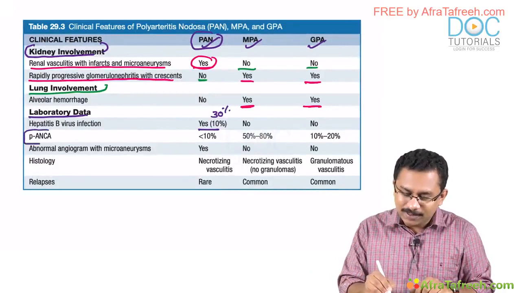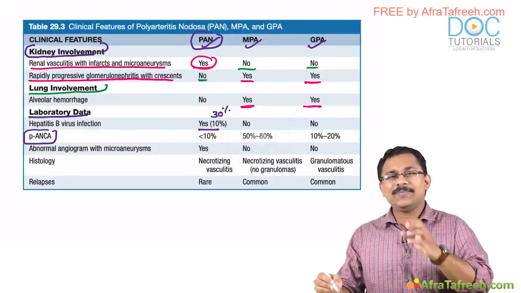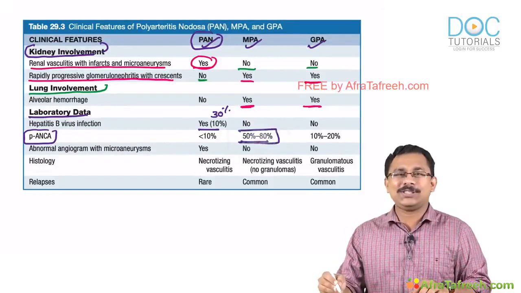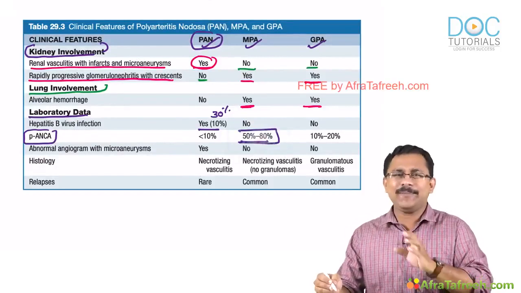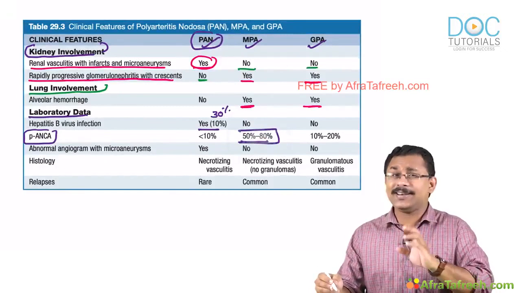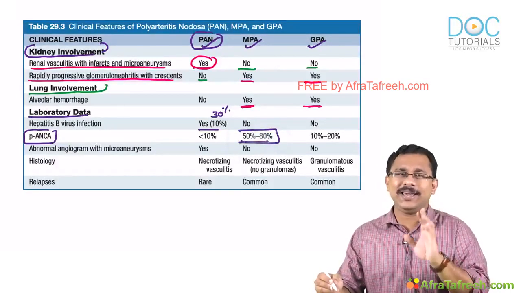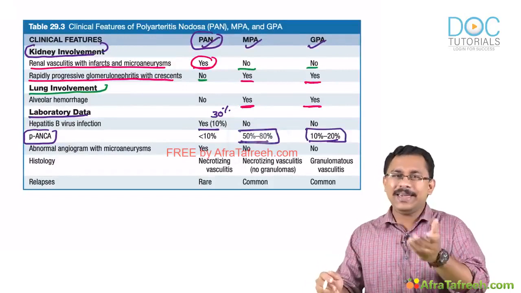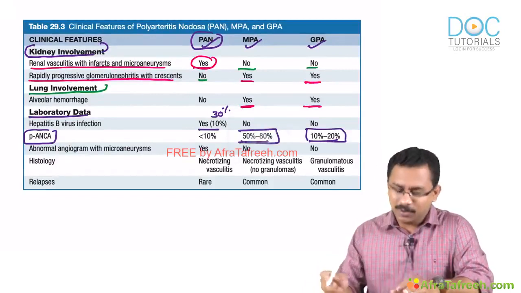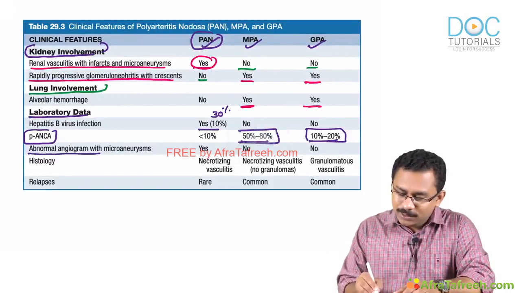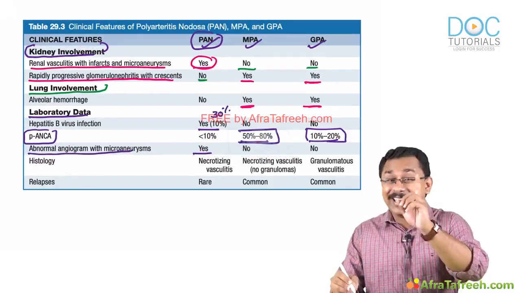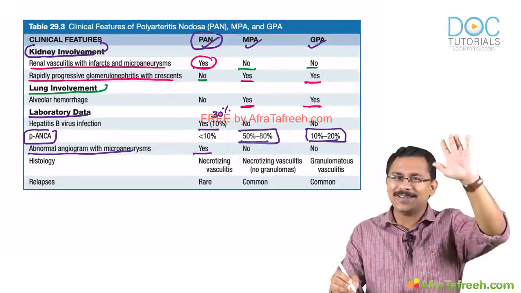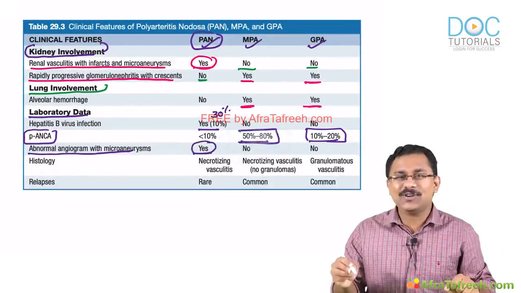The P ANCA, what about P ANCA? See, it is the microscopic polyangiitis in which you get P ANCA positivity. What about GPA? It is mostly C ANCA, but C ANCA in all cases? No, in almost around 80% of cases. So in 10 to 20% of cases you might have a P ANCA in GPA also. Then microaneurysms in angiogram, I have already shown you the image, that should be there in your mind. I hope while I teach you this, that image is there in your mind. So that is there in your PAN.